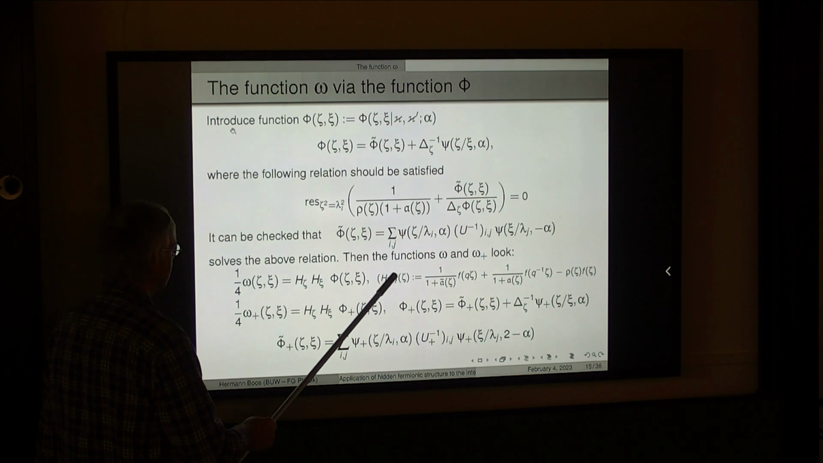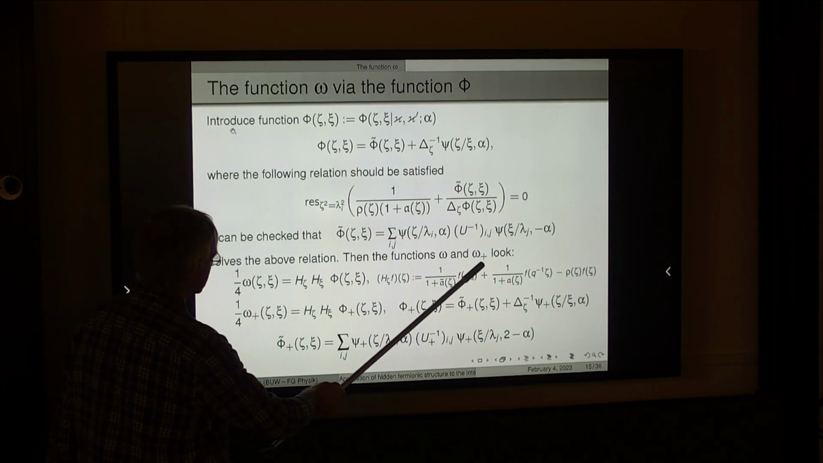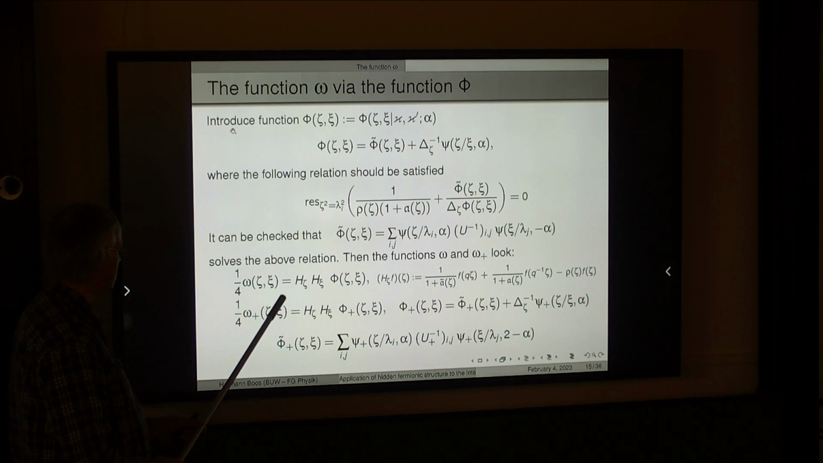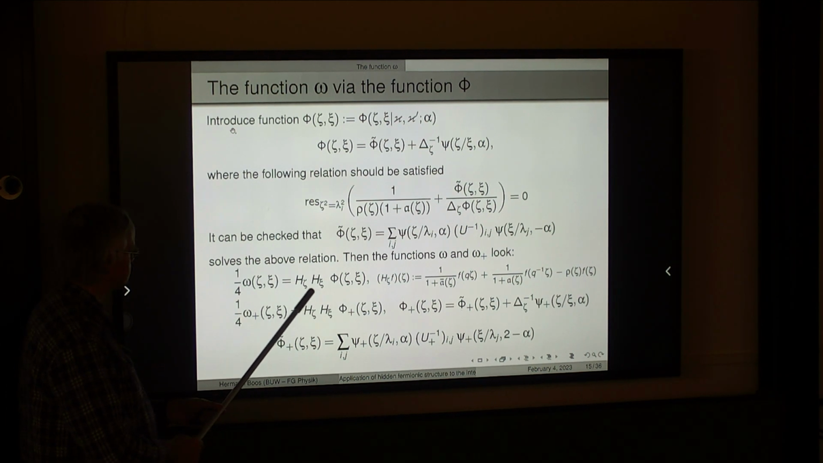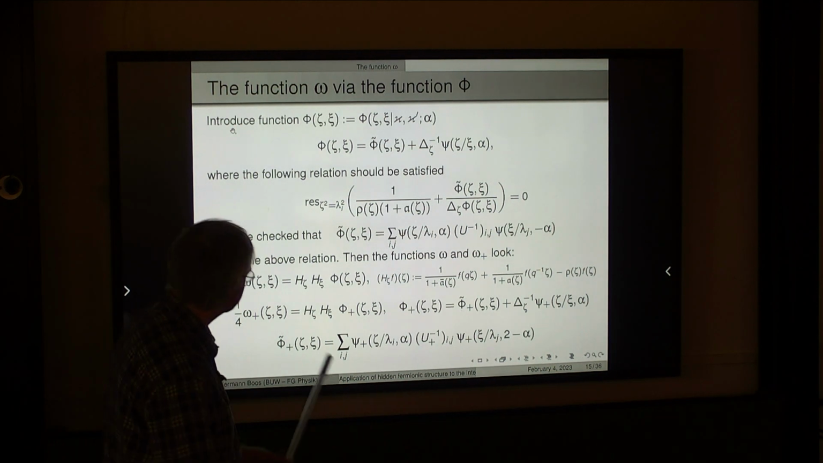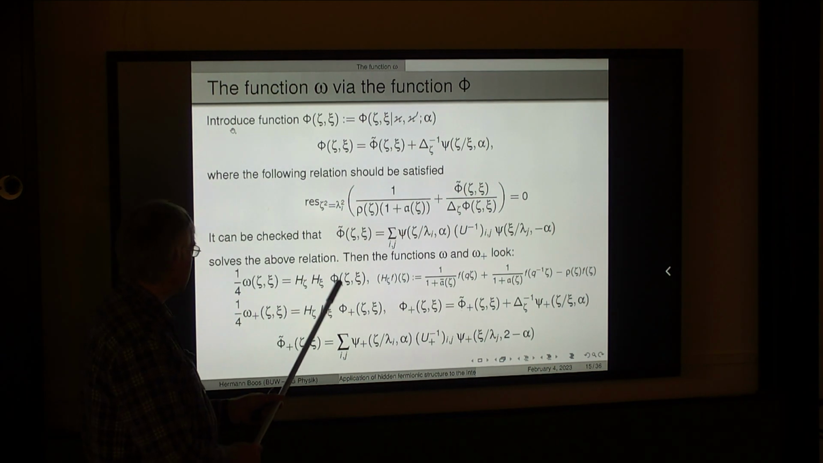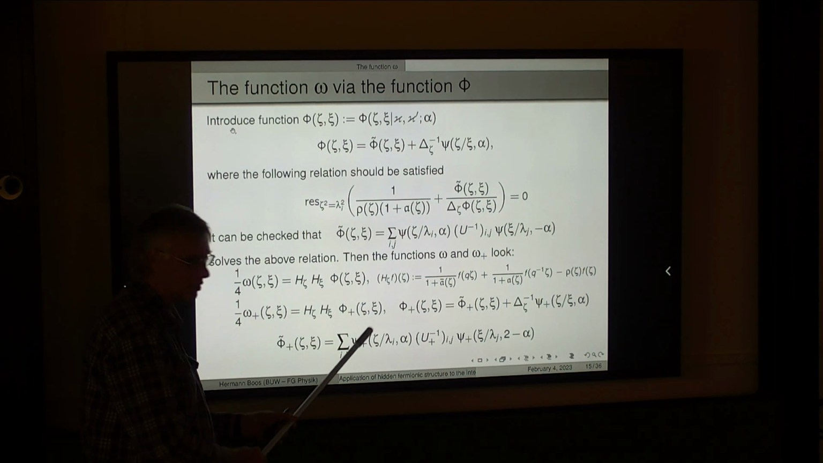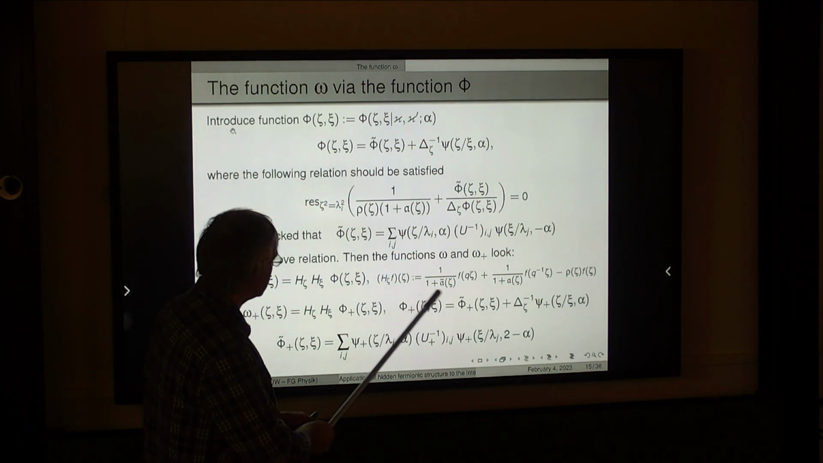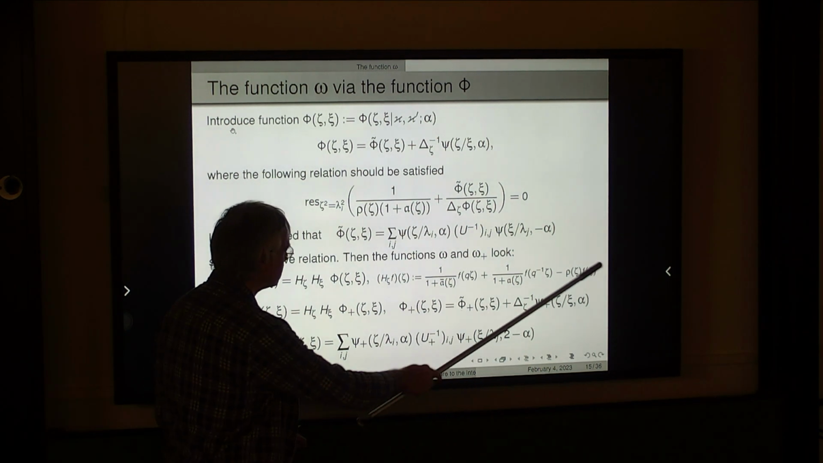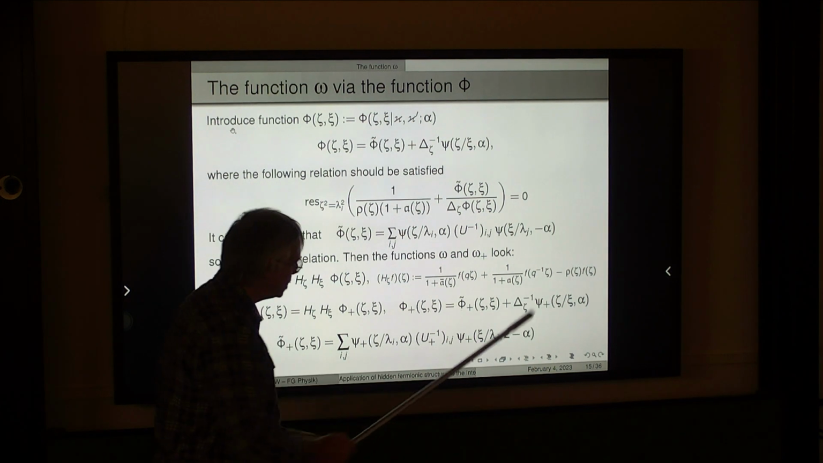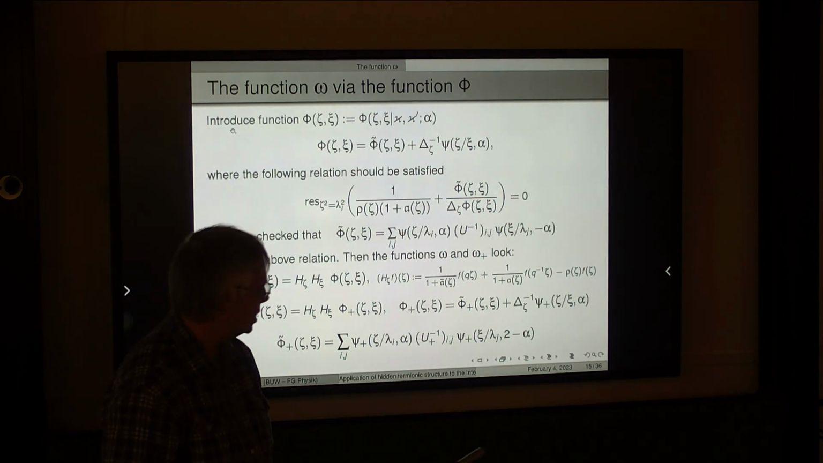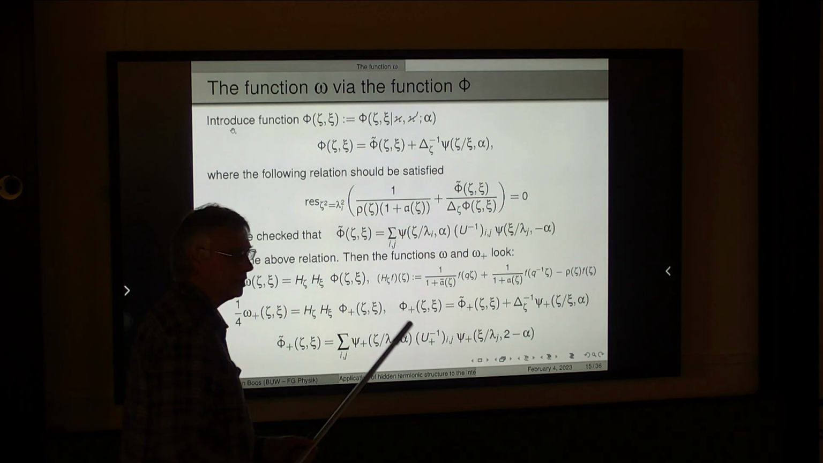And then the functions omega and omega plus look as follows. They are proportional to the result of acting of two operators of difference type, which we call H capital. In one case, it acts on phi, and in another case, it acts on phi plus. H epsilon, zeta is given by this operator. Somehow it maybe resembles the Baxter operator, but in fact it's not quite.